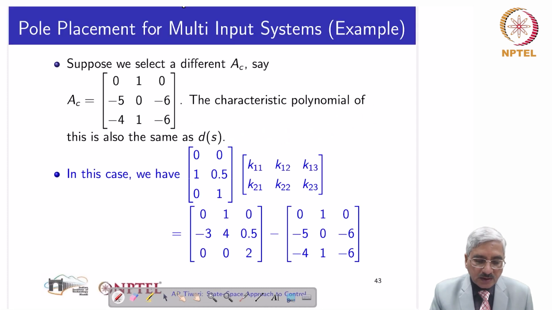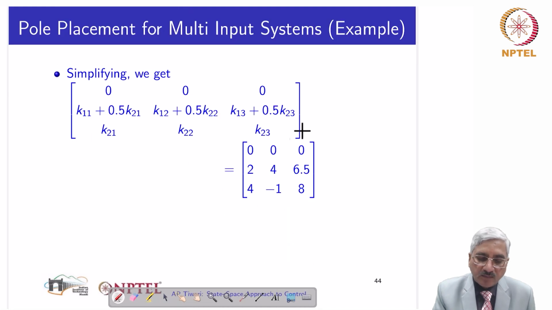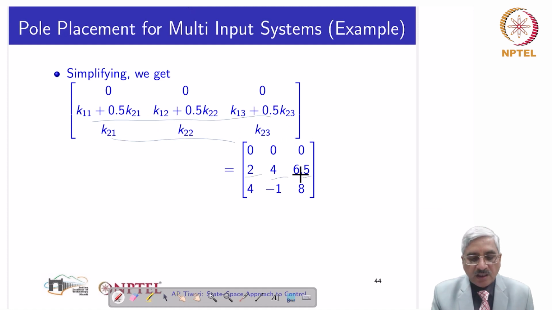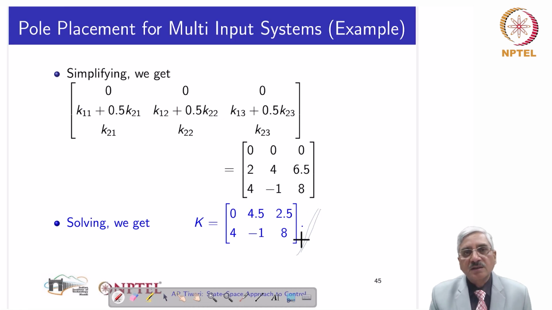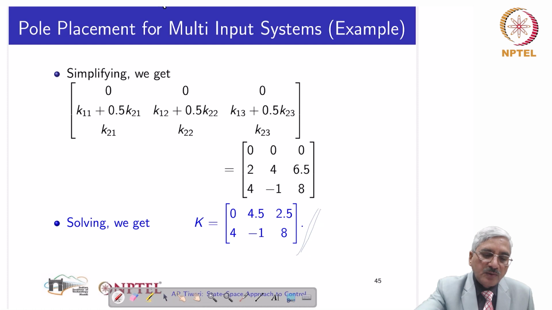And when we set up the equation BK equal to A minus AC, where this is B, this is K, this is A, this is AC, we get a different set. Of course the left hand side is the same but the right hand side values are now different. So because of that we get a different K. This K is different from the K which we obtained a little while back. So in this manner, by different choices of the AC matrix, the closed loop system matrix, we can get different values of K.